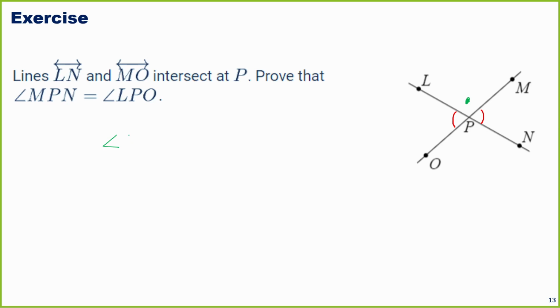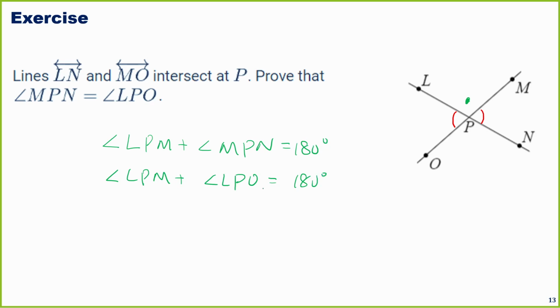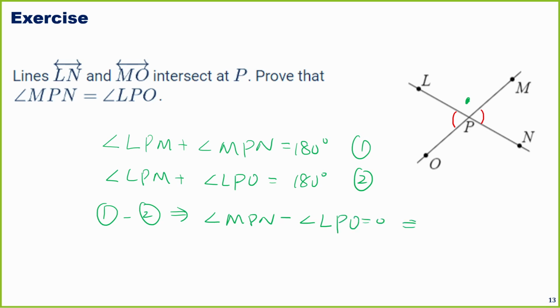So we could write it like this. Angle LPM plus angle MPN equals 180 degrees, and then angle LPM plus angle LPO is also 180 degrees, right? So we can use equation number 1 minus equation number 2. This will give us angle MPN minus angle LPO is 0, which means angle MPN equals angle LPO, right?